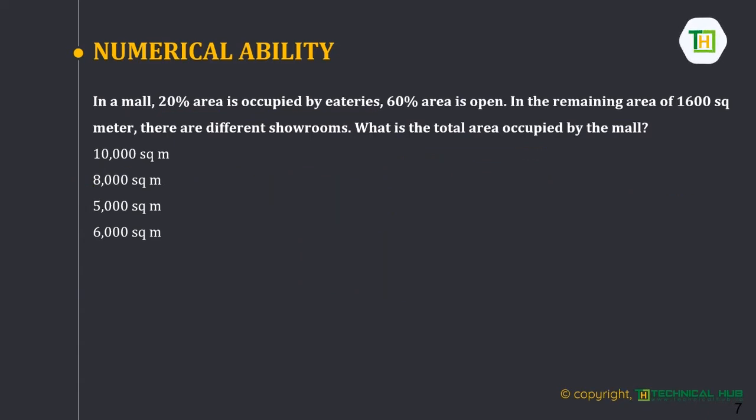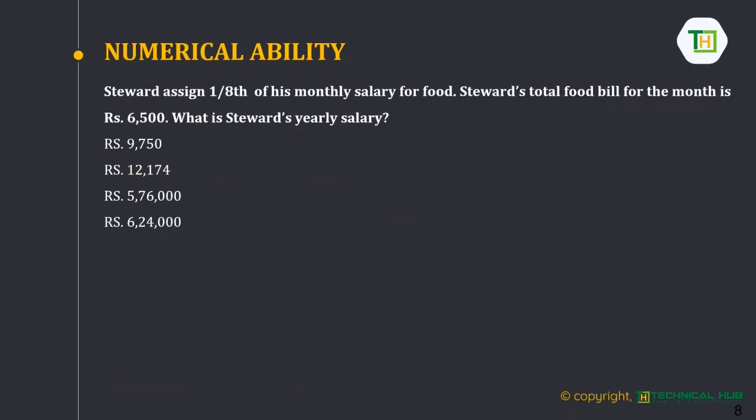Next question. Steward assigns 1/8 of his monthly salary for food. Here for food, 1/8 of his salary. Steward's total food bill for the month is 6,500. Total bill for the month. So monthly food cost, that is 1/8, which is equal to 6,500, right?